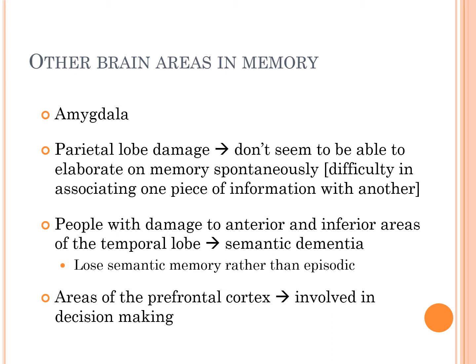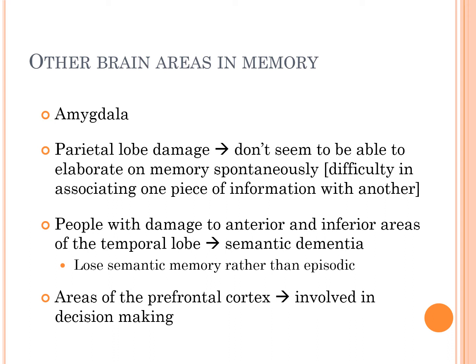People with parietal lobe damage don't appear to be able to elaborate on memory spontaneously. Usually when we're telling a story, we are associating one piece of information with another, and we have this really elaborate kind of memory. People with parietal damage will tell you something that happened, and in order to get those details, you would have to ask, well, where were you? Well, when was that? And they can answer those questions, but that kind of elaborating on memory is just not happening spontaneously.